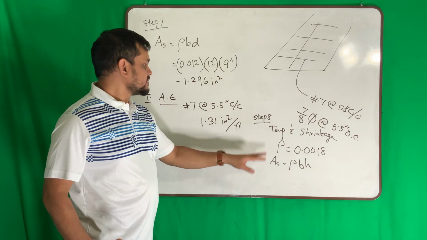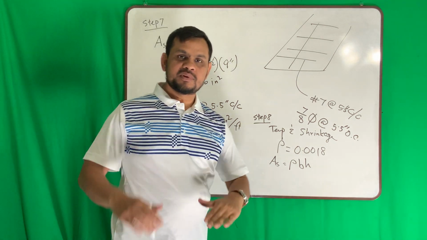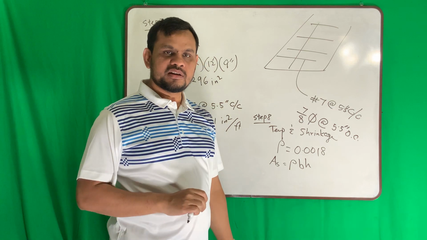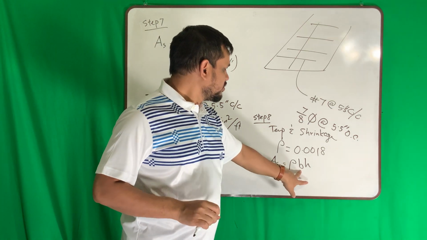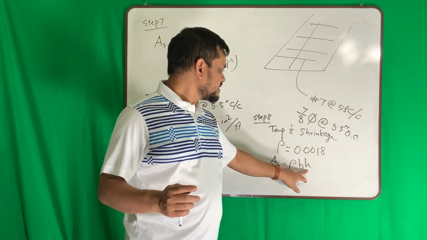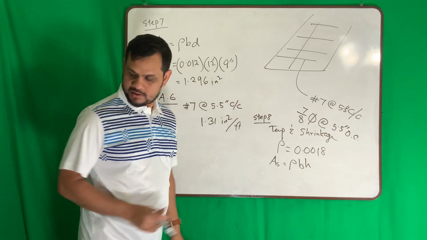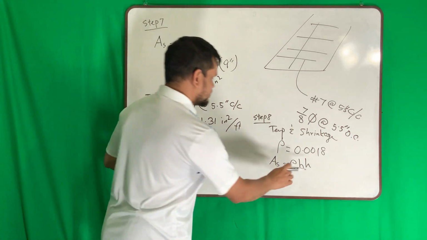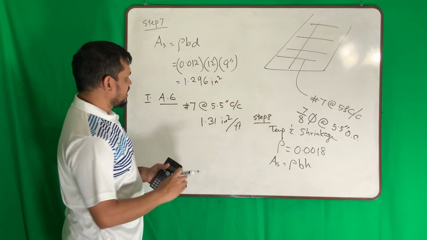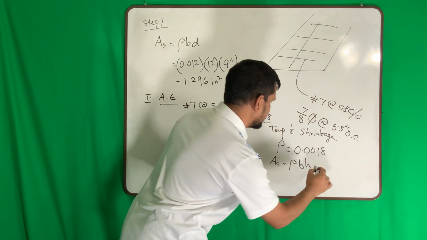So what is the difference between this? This is my flexural reinforcement. For flexural reinforcement, D is my governing dimension. Rho B is, my whole slab will contract and expand. So for this case, I have to use the gross area. So B is. Okay. So I can do it right here.